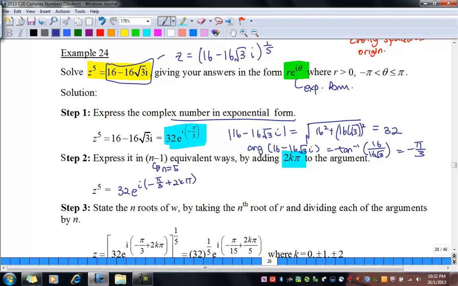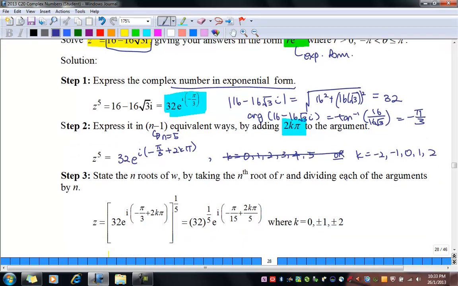And as we saw in example 23, I could allow k to take on the values 0, 1, 2, 3, 4, and 5, or I could also use this set of values of k: negative 2, negative 1, 0, 1, and 2. Okay, and for this example, I'm going to choose to illustrate using this set of values of k. So the next thing I'm going to do is to state the nth roots by taking the nth root of each one using De Moivre's theorem.